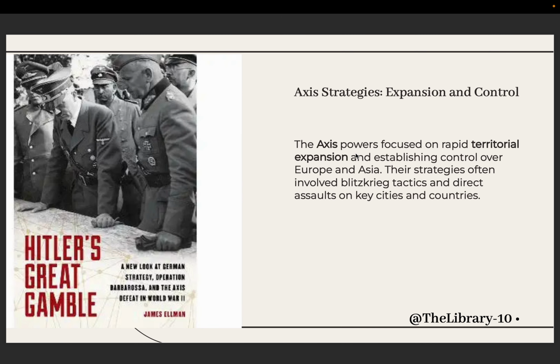So the Axis strategies. Conversely, the Axis powers used blitzkrieg tactics. Blitzkrieg is something where you have a plane that comes very fast, bombs and leaves for rapid territorial expansion. So they did not work together. Germany and Italy did not work together and fight. Germany and Japan did not work together and fight. Attempting to establish dominance over Europe and Asia. However, the strategies often led to overextension and resistance.